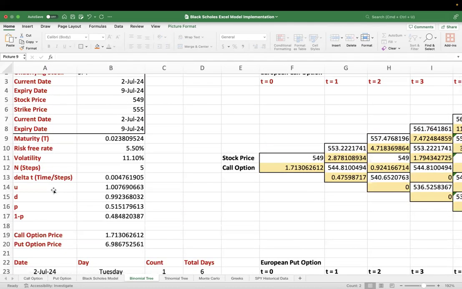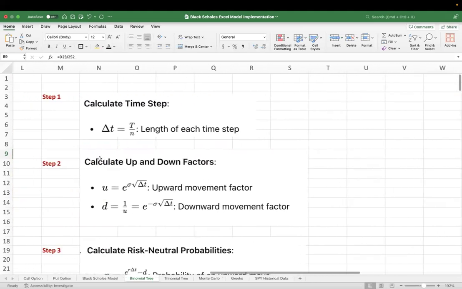So now let's start our modeling piece. Okay. So can you all tell me one thing? We have to calculate what, delta t?